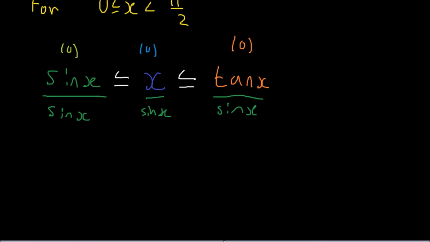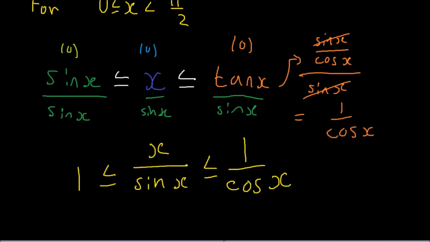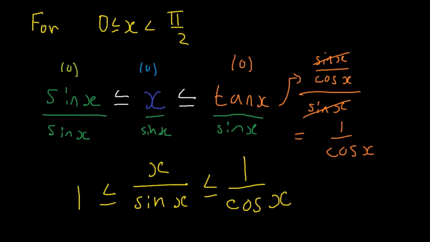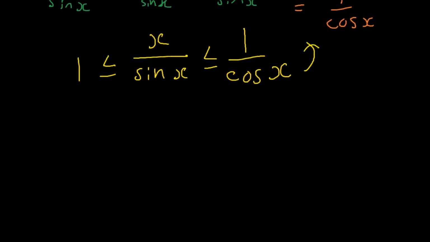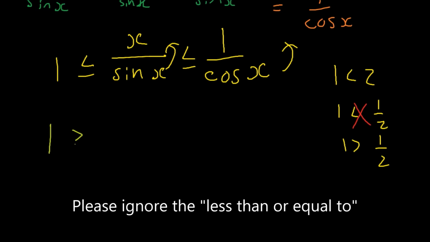As we know, there's a sine x on top of the tan x, so we could cancel those out to yield 1 over cos x on the right. The next thing we will do is flip the term so that the cos x term is on top. And we will also have to flip our inequalities, as if we said 1 is less than 2, we better not say 1 is less than 1/2. We flip it: 1 is greater than 1/2. This gives us our final and interesting inequality of 1 less than or equal to sine x over x less than or equal to cos x.